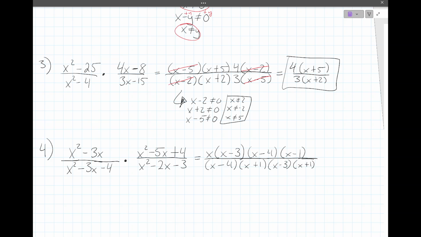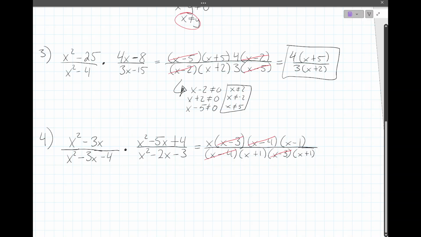And notice how I get multiplication all the way across here, and now I'm just going to look for like and like. X minus 3 goes away, x minus 4 goes away. No x plus 1's at the top, so I can't do anything. No x is on the bottom. No x minus 1's on the bottom. So that's it.